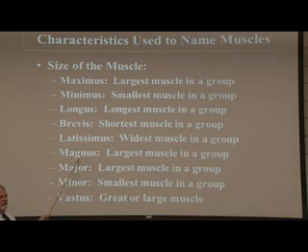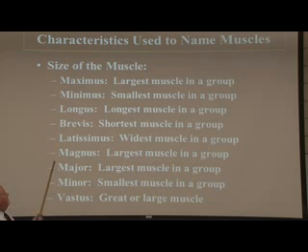And then the one we're going to see then is in thigh muscles. We're going to see the word Magnus incorporated into some of our large thigh muscles. And then Latissimus is the widest muscle in the group. And we're going to see that incorporated on a muscle on our back, where Latissimus is used, which means really wide. And then Vastus means greater, large muscle. And we're going to see that incorporated on thigh muscles as well.